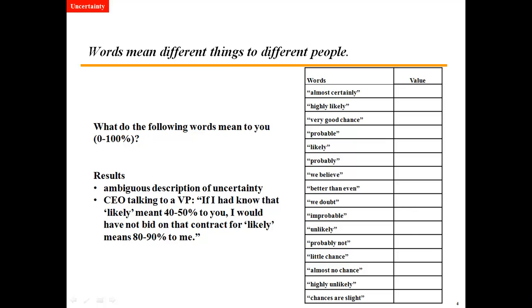So what you end up with is ambiguous description of uncertainty. And what you'll see when you communicate with people about uncertainty, a lot of times they'll use words to describe that uncertainty. And now as you are aware that words mean different things to different people, I would guess in your work environment, you will probably ask folks for a little further definition of what they mean by some of these terms. The example I have is the CEO talking to a vice president, and the CEO says, "If I had known that likely meant 40 to 50% to you, I would have not bid on that contract. For likely means 80 to 90% to me."